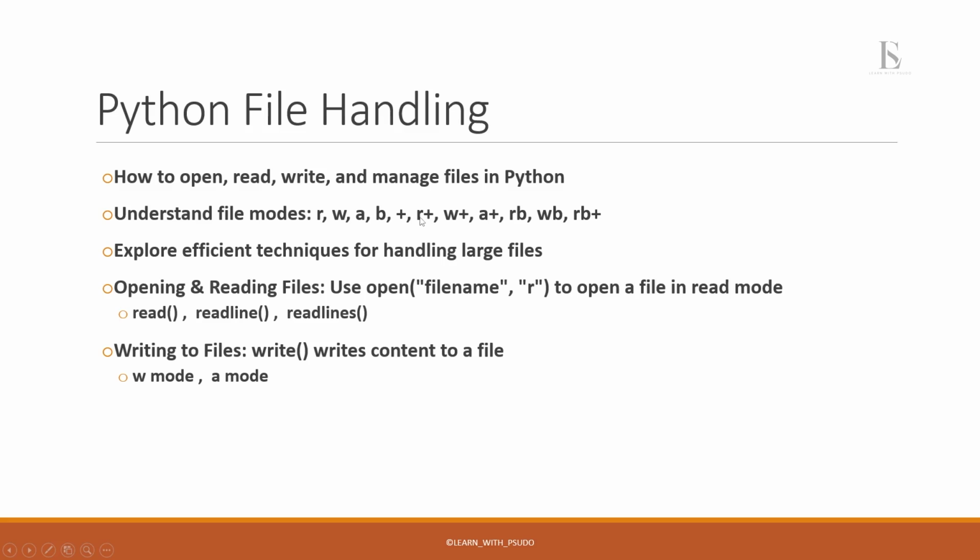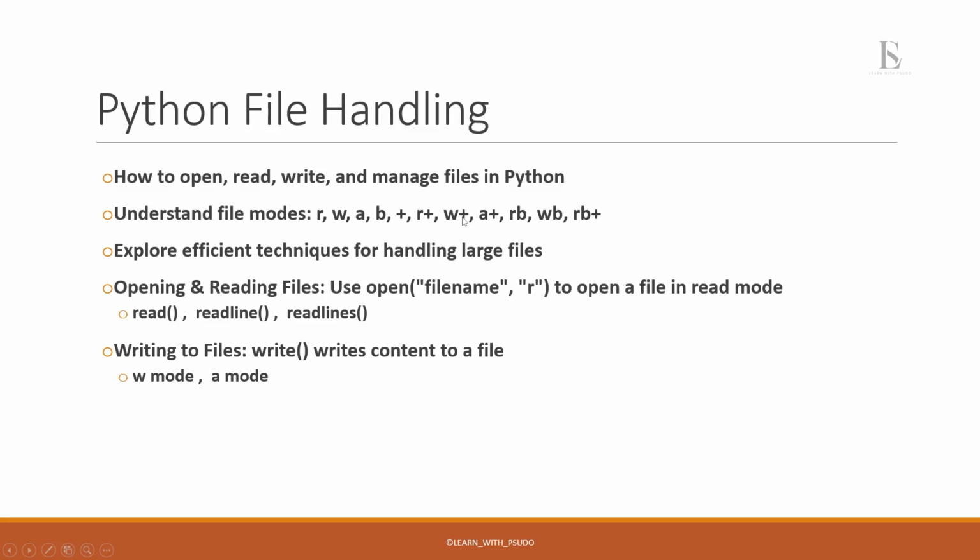Say if you use r and plus. R will by default open the file in read-only mode. Plus will give you write access as well. But if the file does not exist, this would throw you an error. All right. So if you combine plus with w, what happens? You open a file in write mode, and the plus operation gives you the read access as well.